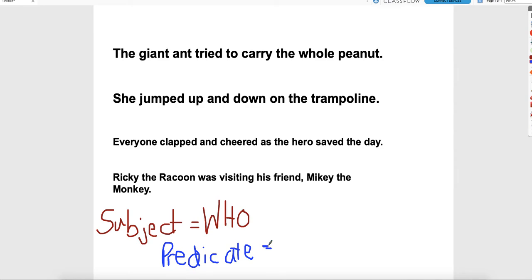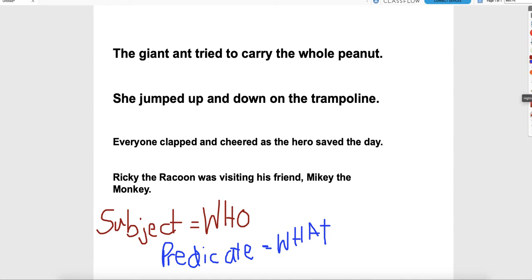Levi, what does the predicate tell us? The predicate tells us who's doing it. Nope, the subject tells us who, so the predicate tells us what is happening, right? What is happening in the sentence? Okay, I'll just put what. All right, so now I'll use my highlighter. That'll make it easier. The giant ant tried to carry the whole peanut.